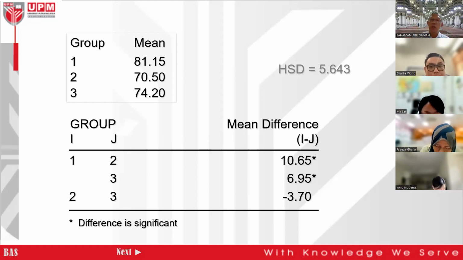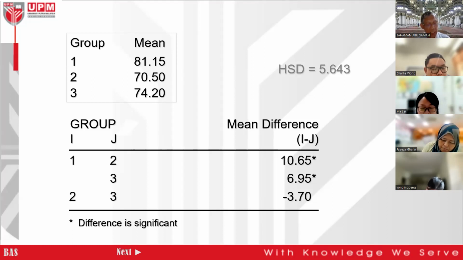Now if we look at the decision criteria, we just need to compare the mean difference between the two groups of the pair against HSD. If it is bigger than HSD, the difference is significant. But if it is less than or equal to HSD, the difference is non-significant. For the first pair, 1 and 2, autocratic and democratic, the mean difference is 10.65, which is bigger than 5.643. Therefore, we put a star.